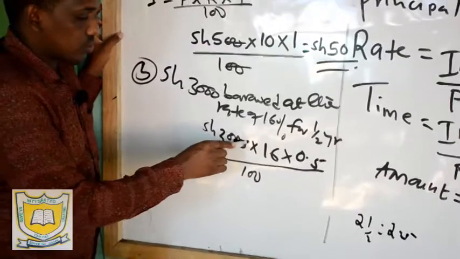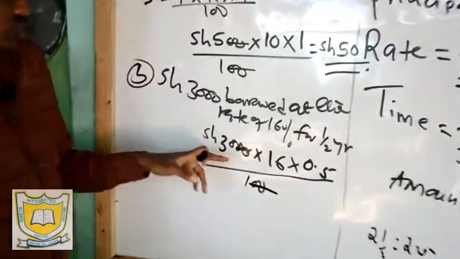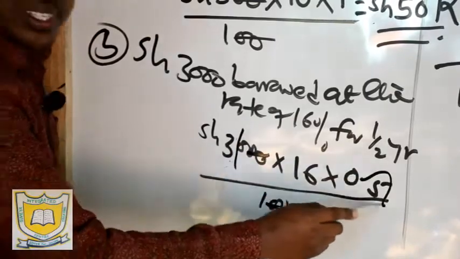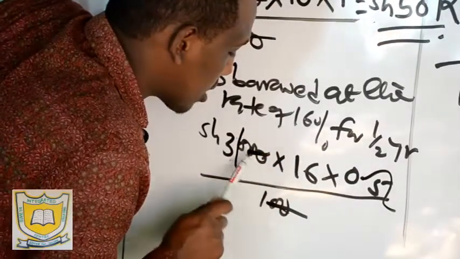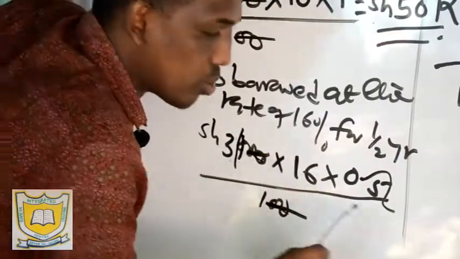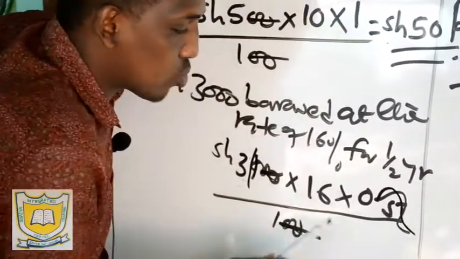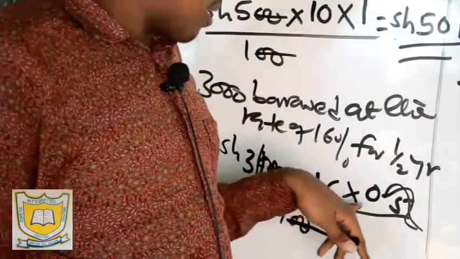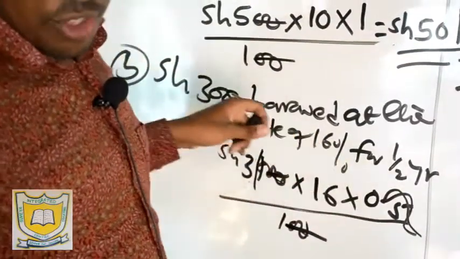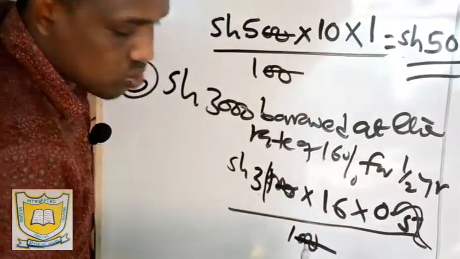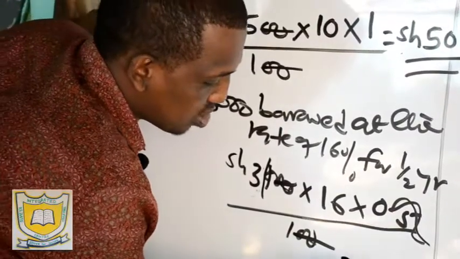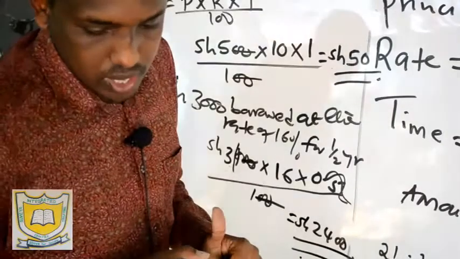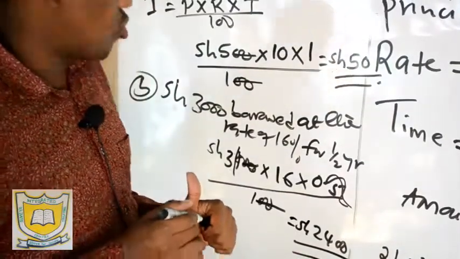So we cancel this one, we cancel this one. We cancel this 0, we remove the decimal of this one because the half is 0.5. So you multiply now. You say 3 times 16 times 5, you will get shillings 2,400. That is the simple interest. That's how we get the simple interest, shillings 2,400.